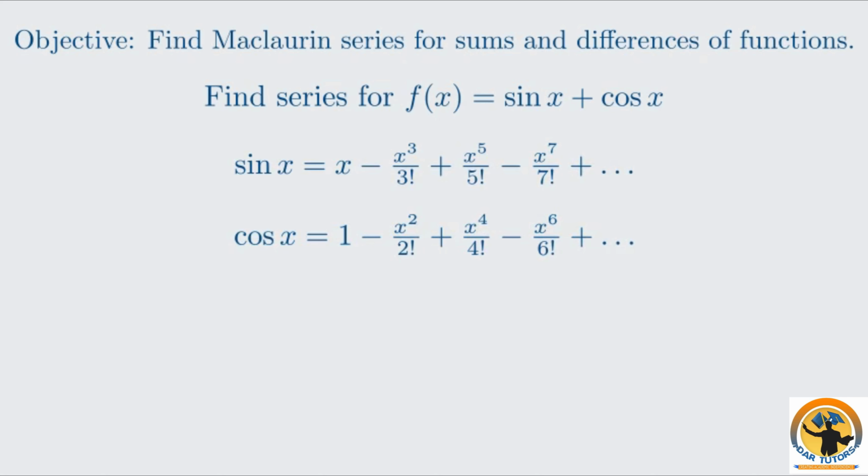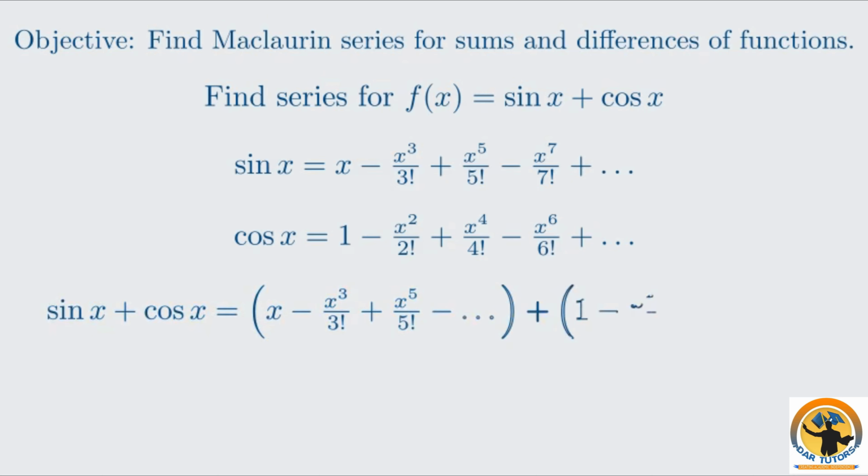To find the series for their sum, we add these two series term by term, grouping by powers of x. We write out the terms and combine them. The constant term is 1. The x term is x. The x squared term is negative x squared over 2 factorial. The x cubed term is negative x cubed over 3 factorial, and so on.